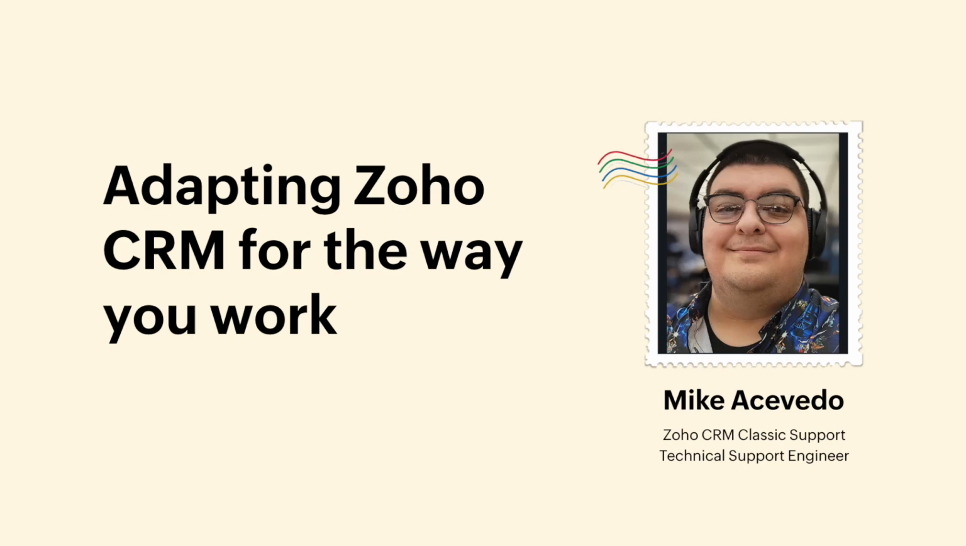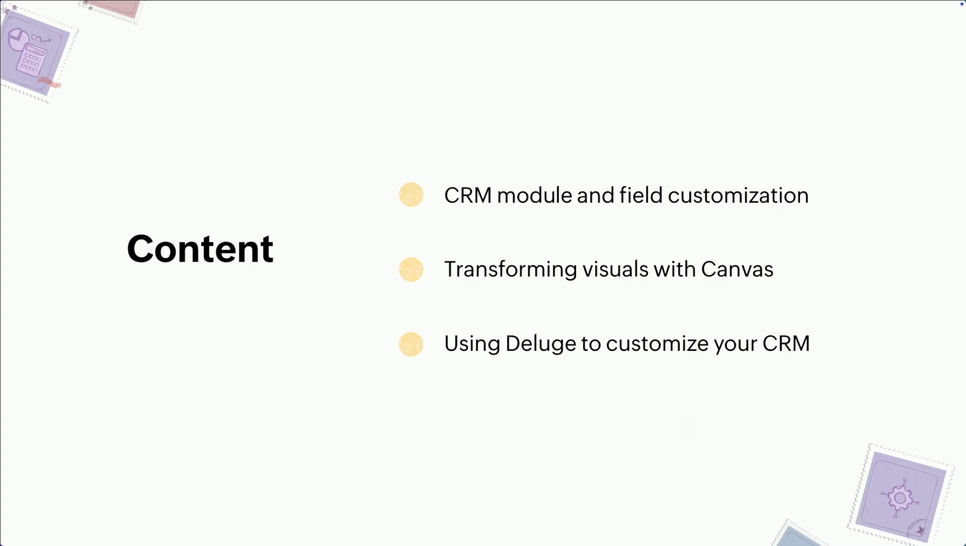Adapting Zoho CRM for the way you work. The three big topics we're going to be hitting today are CRM module and field customization, transforming visuals with Canvas, and lastly, using Deluge to customize your CRM. Those three things are: make it work for you, make it pretty, and make it smart. Those are going to be our three big topics.